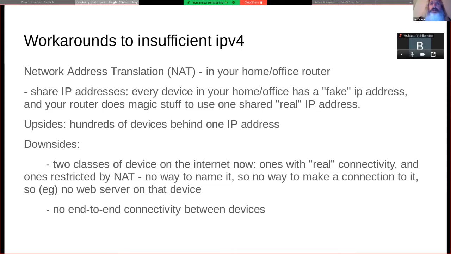So you don't have this ability for any device to just talk to your home Raspberry Pi and download files from it, or look at web pages you're serving, or report data to it if it's, say, the central server for a sensor network you've built, or things like that.